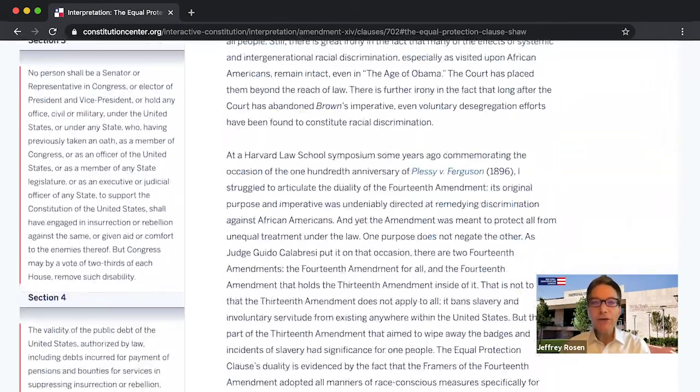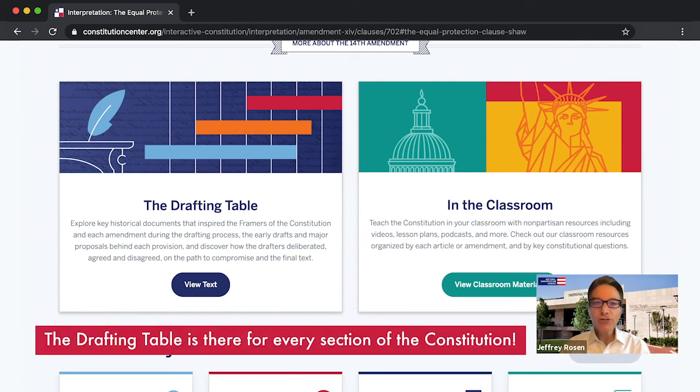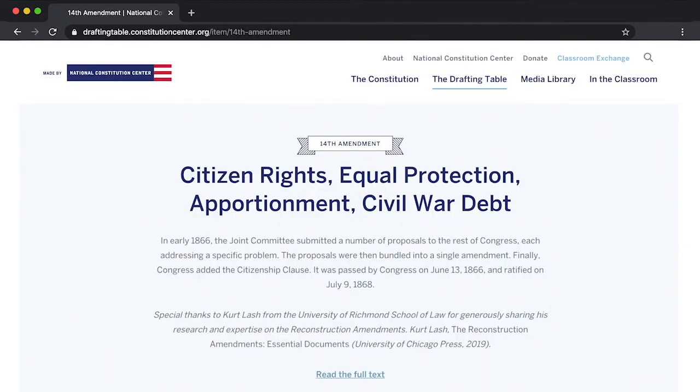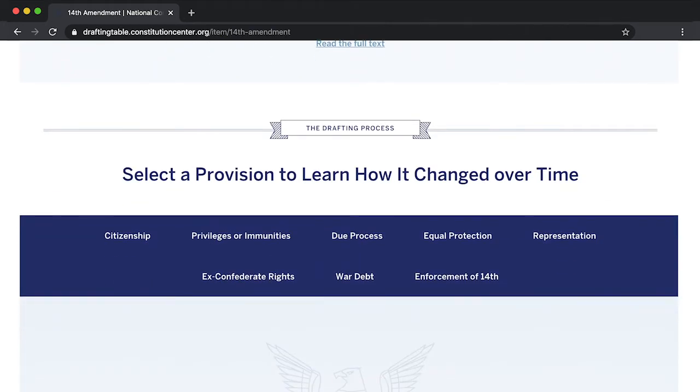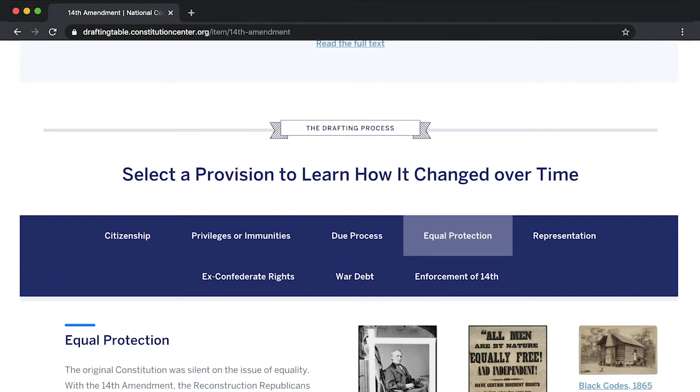Now let's scroll down further and see the next tool. It's called the drafting table, and you can read early drafts of the Equal Protection Clause, and it's such a meaningful way of understanding how the clause evolved. So here I've included a drafting table. I'm going to stick with the Equal Protection Clause.